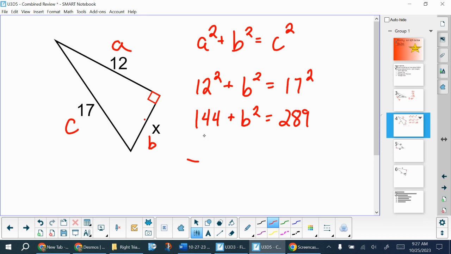Then since I want to solve for B, I'm going to start subtracting. There's another place where I'm just going to go to my calculator. I'm going to take the previous answer minus 144, and it says it's 145.